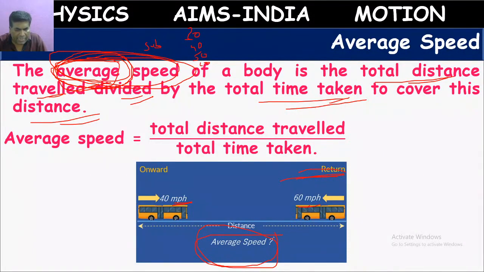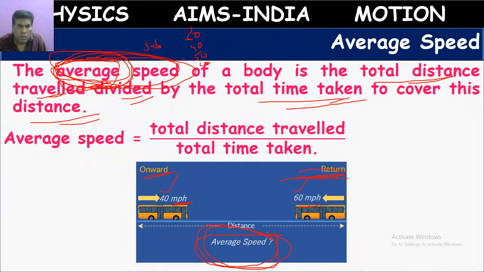Somebody asking about acceleration, we will learn later. Okay. What is the average speed? You can answer through live chat. During onward journey, it is going with 40 miles per hour. During return journey, it is coming back with 60 miles per hour. So what is the average speed?